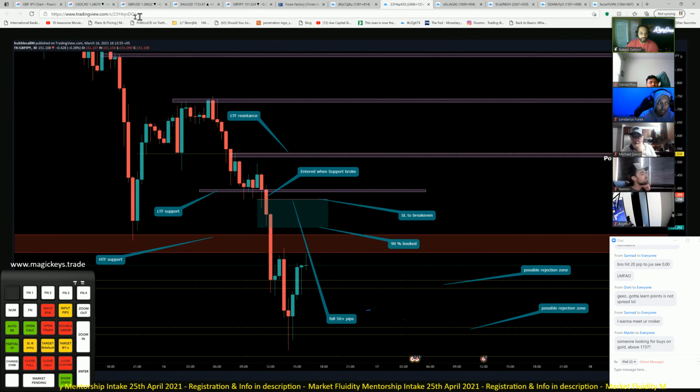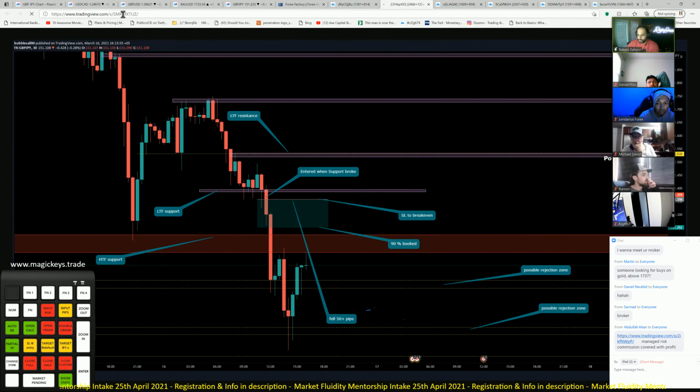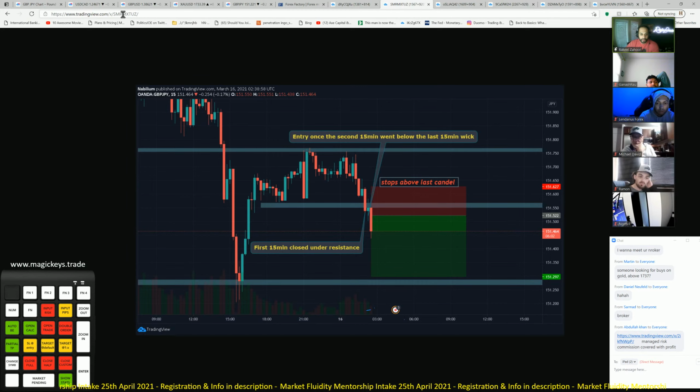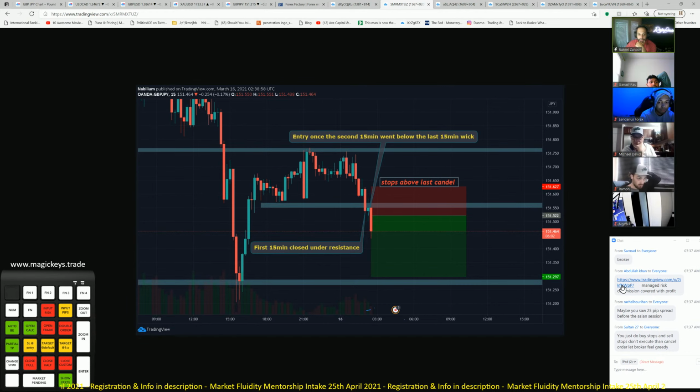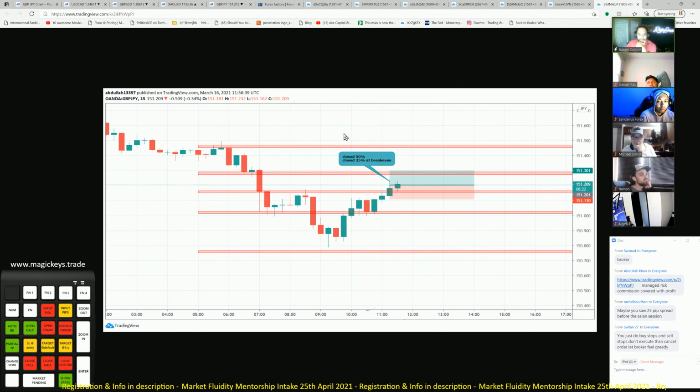All right, let's take a look at this chart over here. GJ, 15-minute time frame. Stops above the last candle, entry over here. Nice. Came down here. So what happened? You secured positions. GJ, close 50%, close 25% at break even. Oh, nice. So you covered your commissions there.